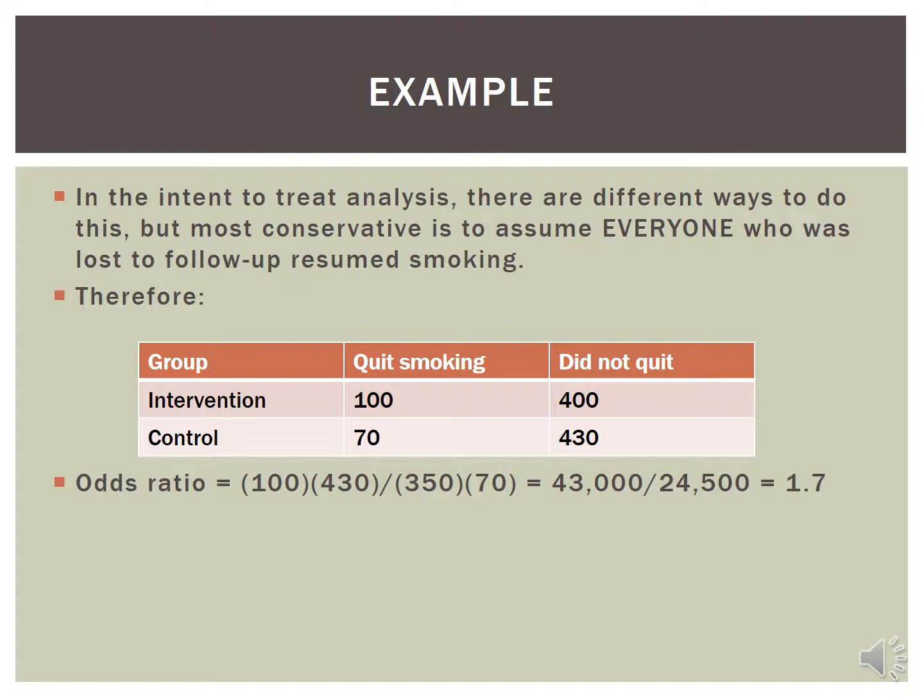And so the odds ratio here is 1.7, meaning that the people in the intervention group are 1.7 times as likely to quit smoking compared with people in the control group. It's not quite as strong a result as the per protocol analysis. You can envision there might be a study, for example, where when you do the intent to treat, you actually don't get an odds ratio over 1.